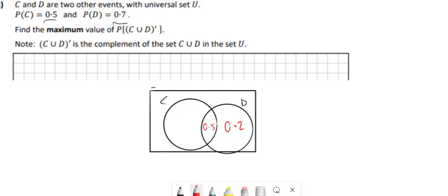So now the probability of C is 0.5 because everything in C is 0.5. The probability of D is 0.7 because you're adding those two together. So then we're leaving nothing in the just C bit. So therefore the bit on the outside would have to then be 0.3, and that's the most amount possible. Because if you put anything in C less D, then anything at all in there, that would reduce down what's on the outside. So the answer is going to be 0.3.